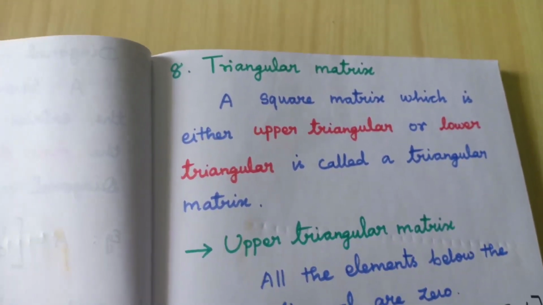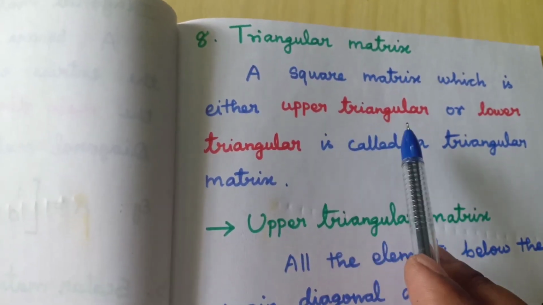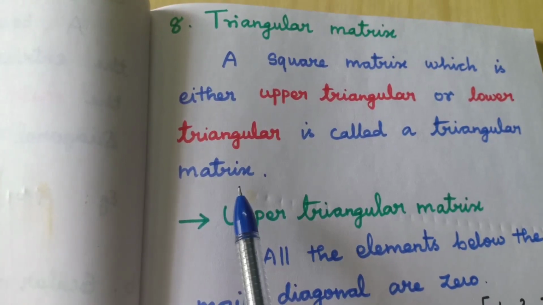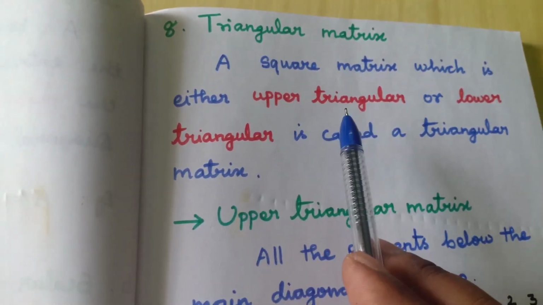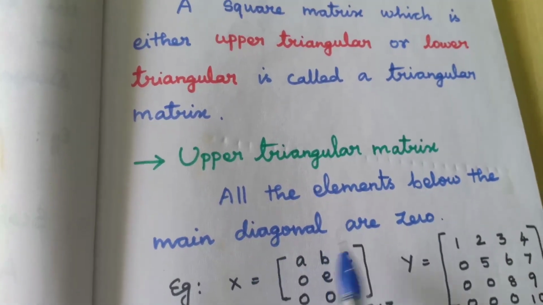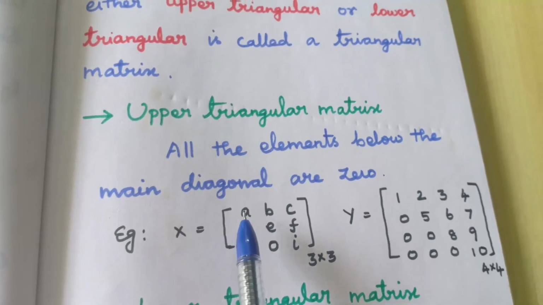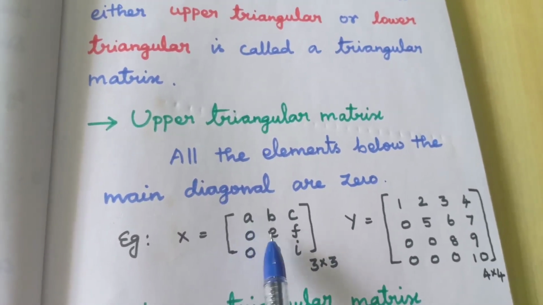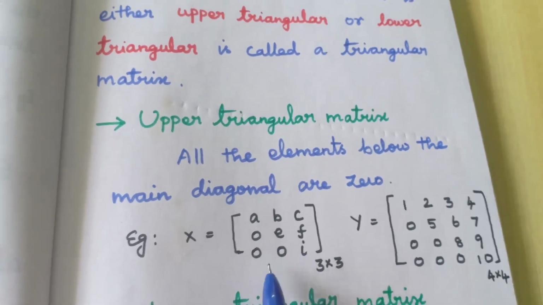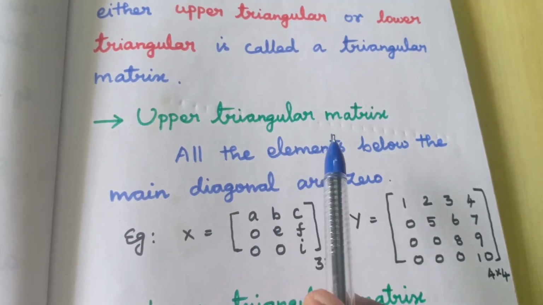Eighth one, triangular matrix. A square matrix which is either upper triangular or lower triangular is called the triangular matrix. So what is an upper triangular matrix? All the elements below the main diagonal are 0. See, consider the matrix. So this is the main diagonal. a, e, i are the elements in the main diagonal. So below the main diagonal, the entries are 0. Therefore, this is called an upper triangular matrix.